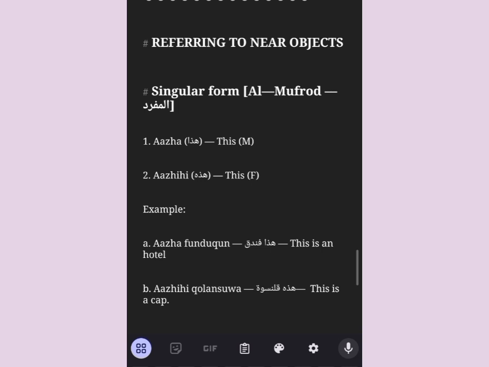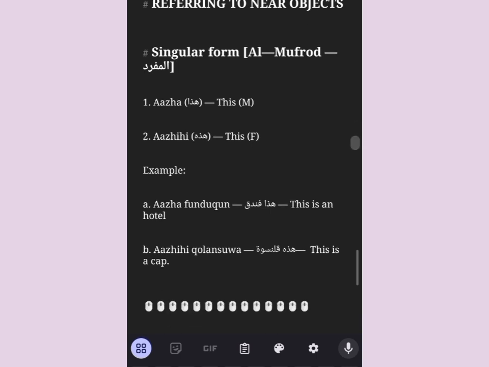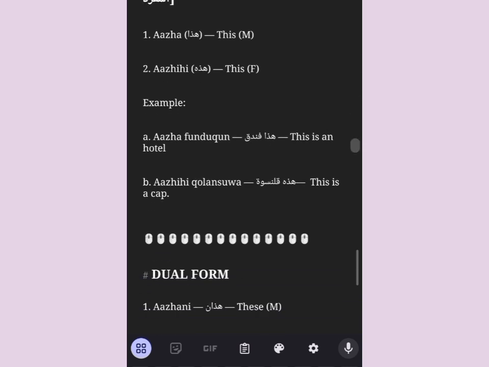Let's quickly have a recap of the singular. هذا, this. هذه, that's for feminine, this as well. An example, هذا فندق. This is a hotel. Now, هذه قلنسوة. This is a cap. قلنسوة is feminine. See previous lessons about gender. So we say هذه قلنسوة. This is a cap.